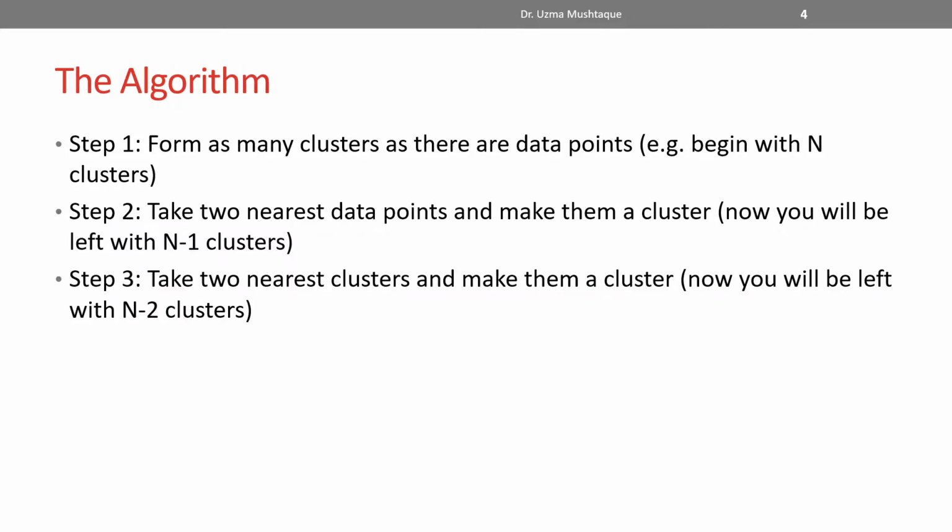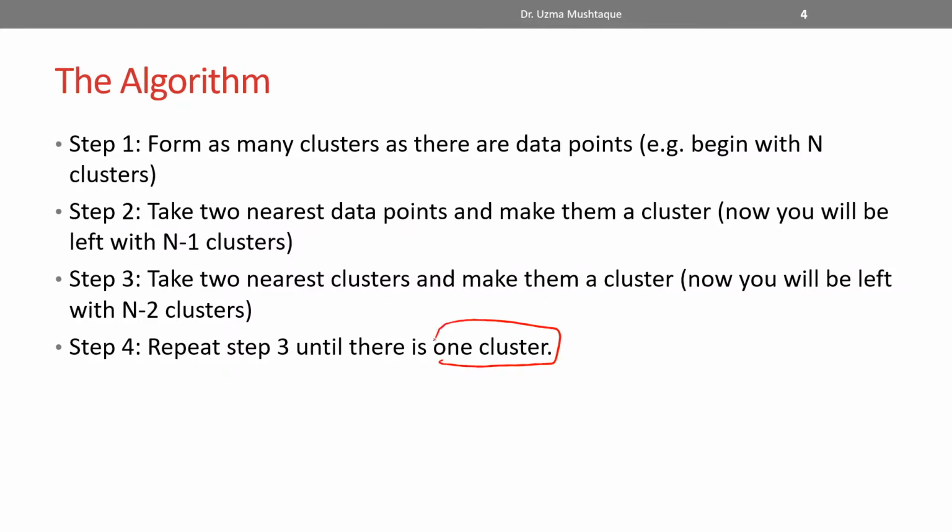Similarly, in step 3, I'm going to take two nearest clusters and make them another cluster. So now I'll be left with n minus 2 and so on. So this process goes on. And step 4 obviously is repeat step 3 until we are left with just one cluster. So that's our goal. This is how the algorithm works. Looks pretty simple, but a few things are not clear here, right?